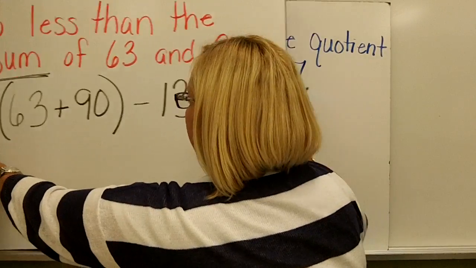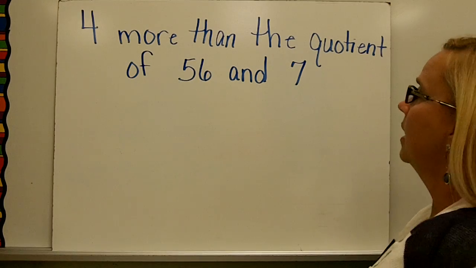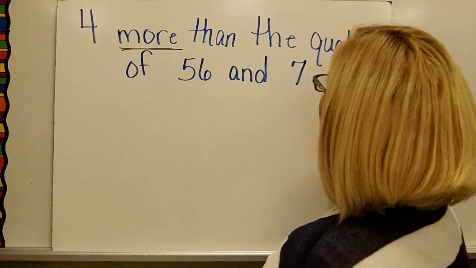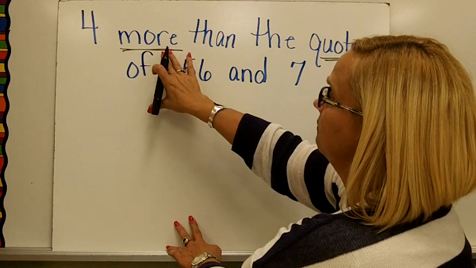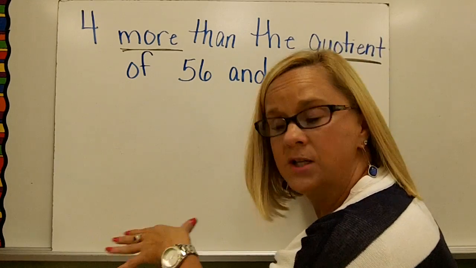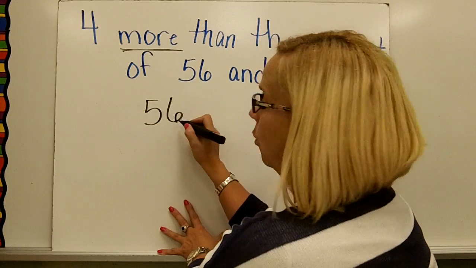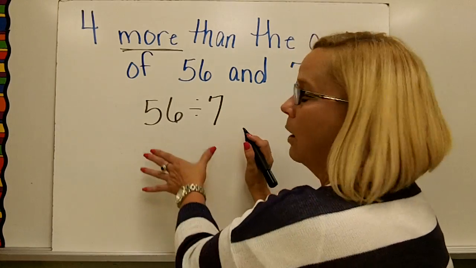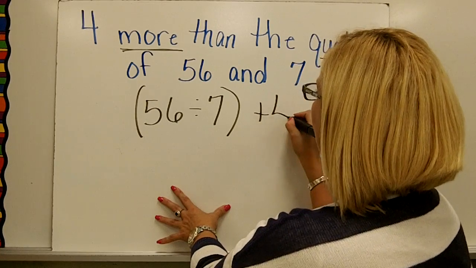Let's try one more together. 4 more than the quotient of 56 and 7. More means I'm adding. Quotient means I'm dividing. So my answer is going to be 4 more than this quotient here. So I'm going to find my quotient first, and then I'm going to add 4 more to it. So 56, quotient is my key word for dividing, 7. I want to make sure that I do this first. I'm going to put that in parentheses, and then I'm going to add 4 more.